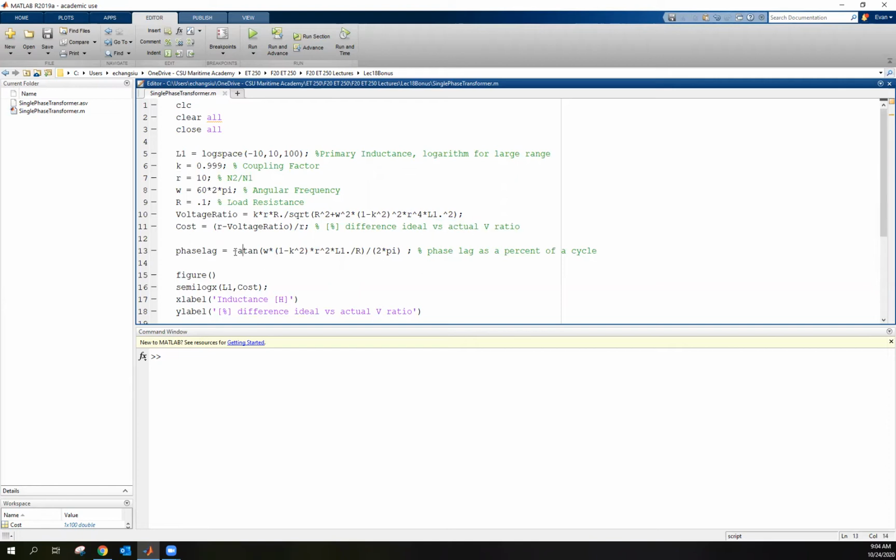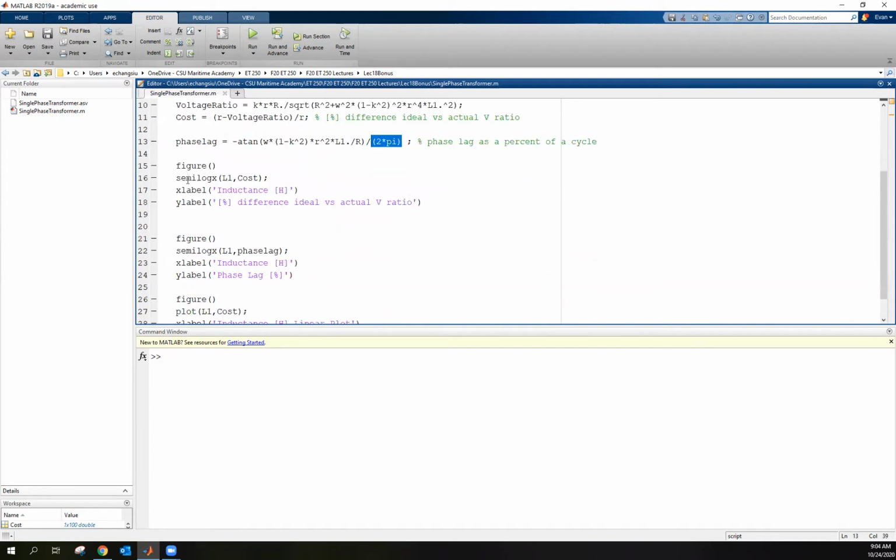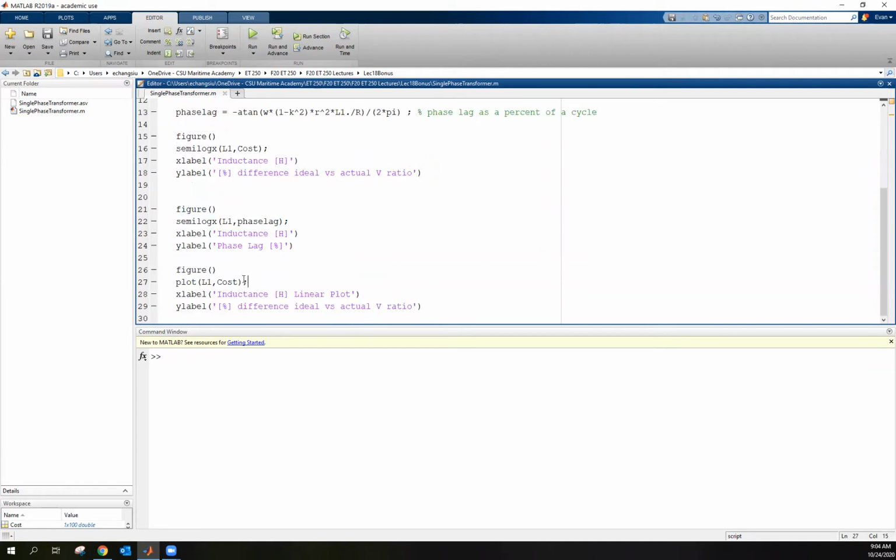Okay, I also plotted what the phase lag would be. So I plotted that negative atan, right? I divided it by 2 pi so that it's actually a percentage of a cycle, right? So how much of a period it actually shifts. And then I plotted it on a log scale. And for fun, I actually plotted the inductance on a linear scale just to highlight why we would want to go to a log scale in this case. Okay, so I plot that cost, the phase lag. Okay, so let's run this guy.